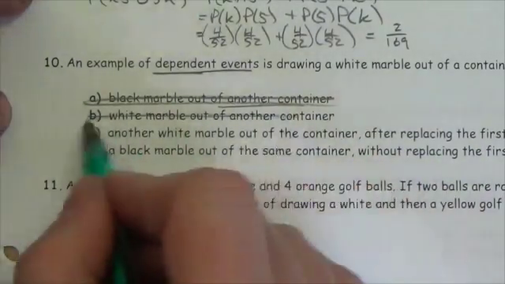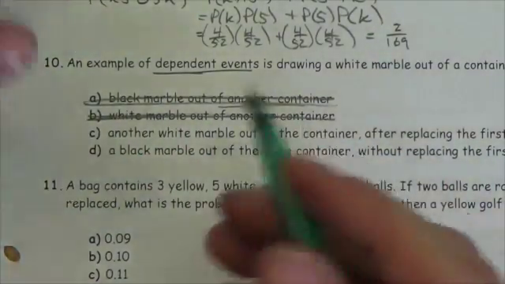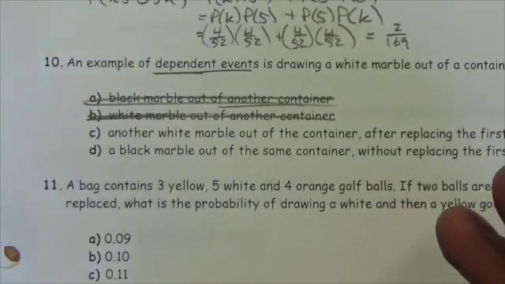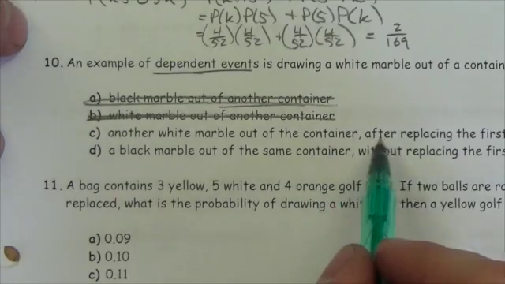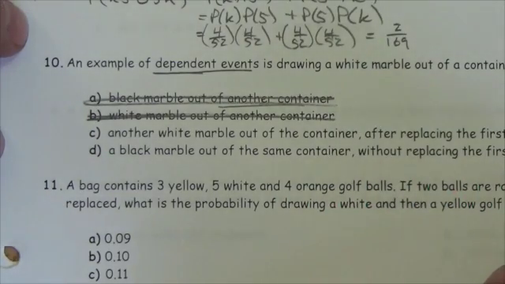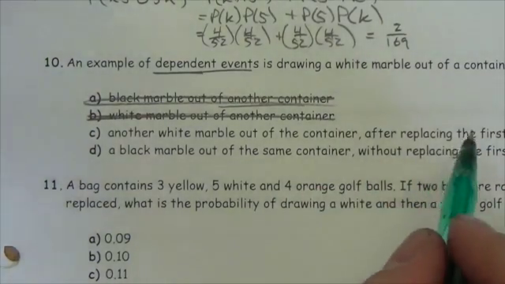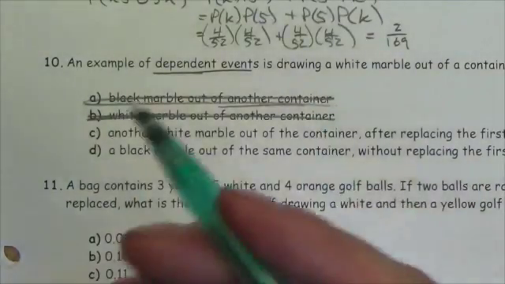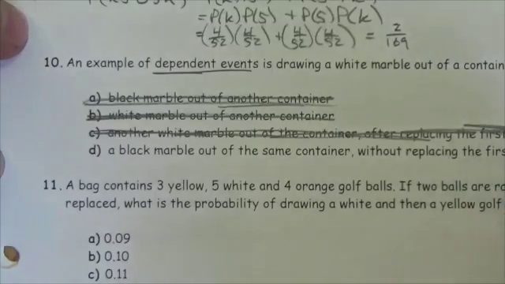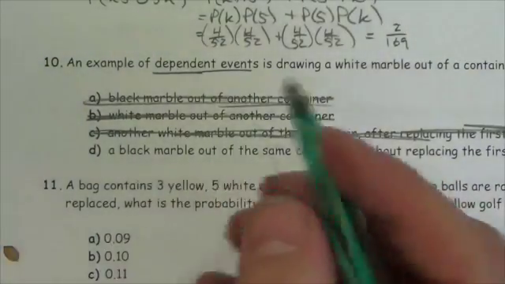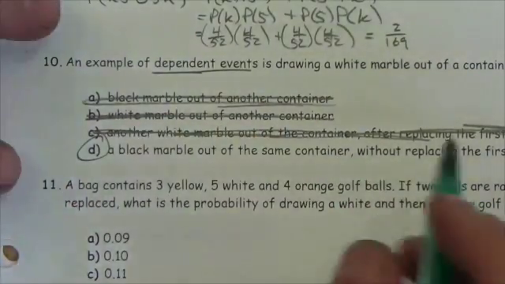Drawing a white marble out of another container. No, as soon as you go to another container, you're dealing with another sample space, and so no, the first event will have no impact. How about another white marble out of the container after replacing the first one? Well, no, if you put the first marble back, you've put the sample space right back where it started. No, that's not dependent. The probability doesn't depend. Now, that means that the answer's got to be D, but let's just look at it.